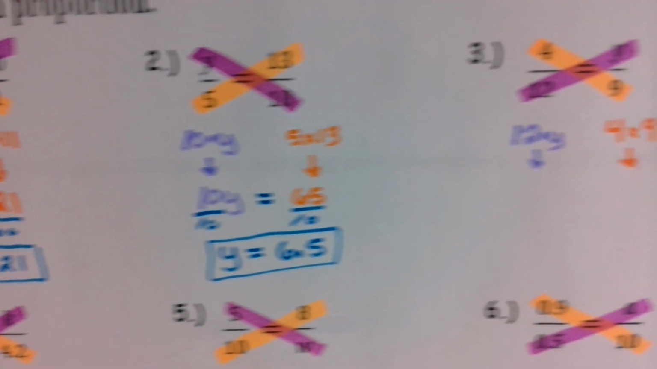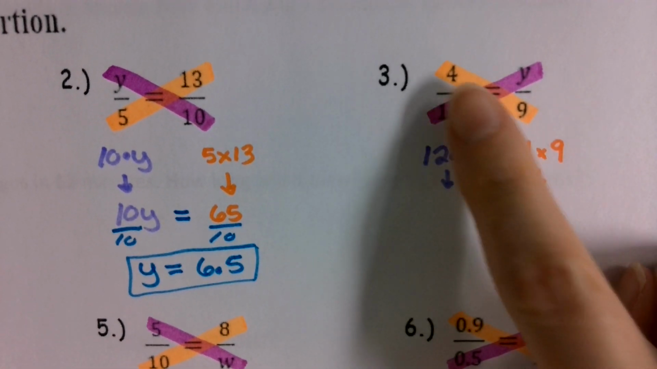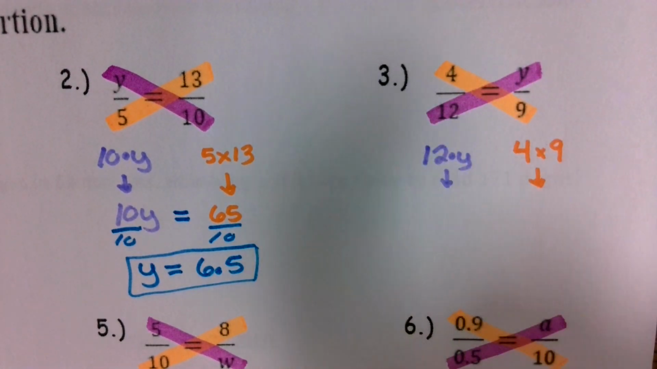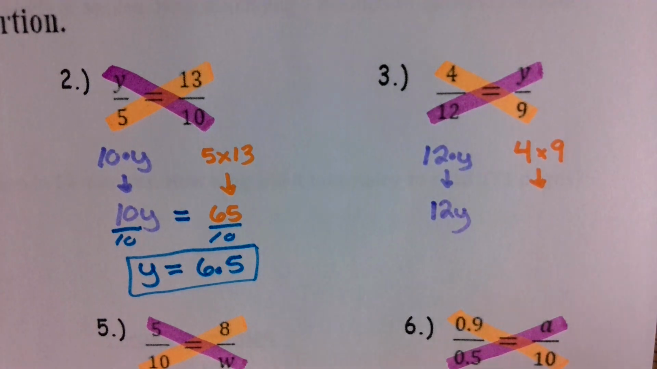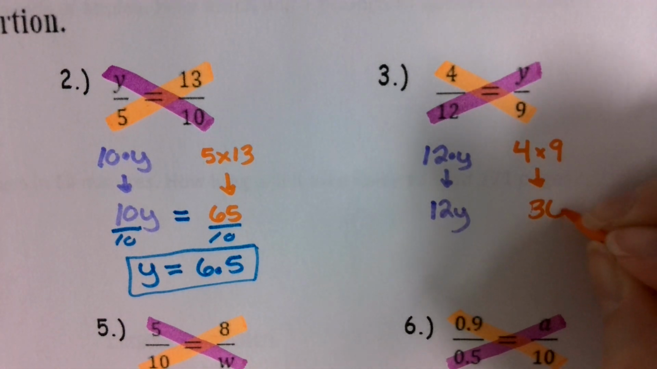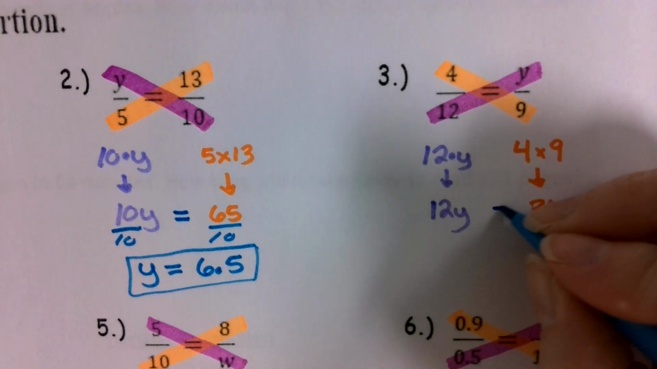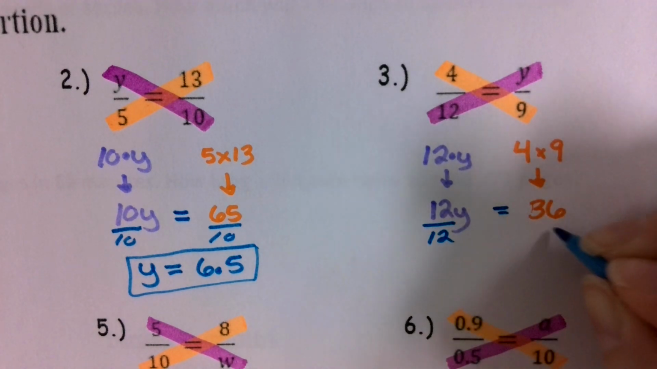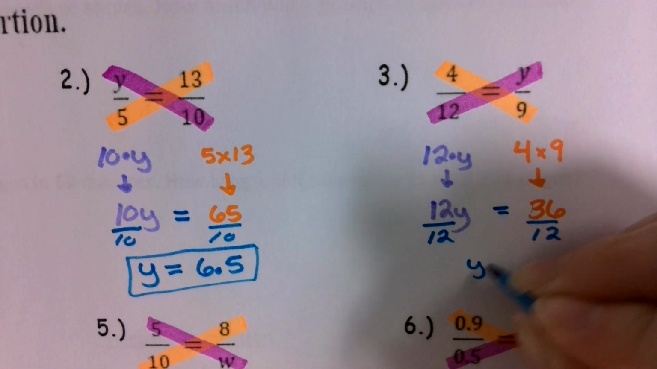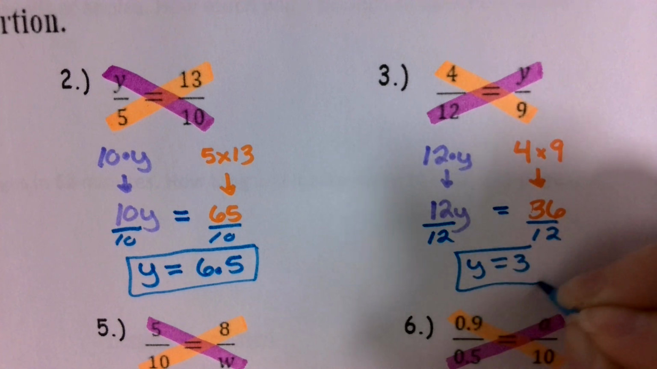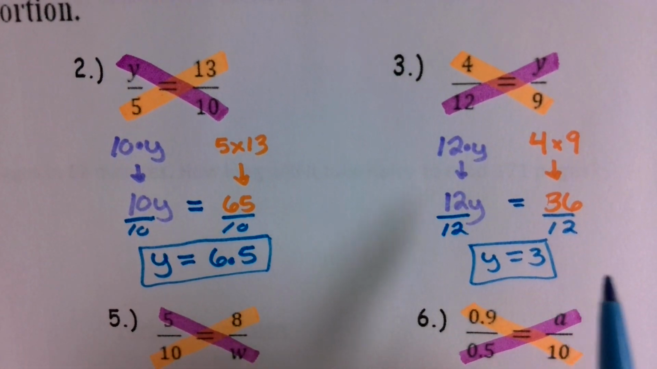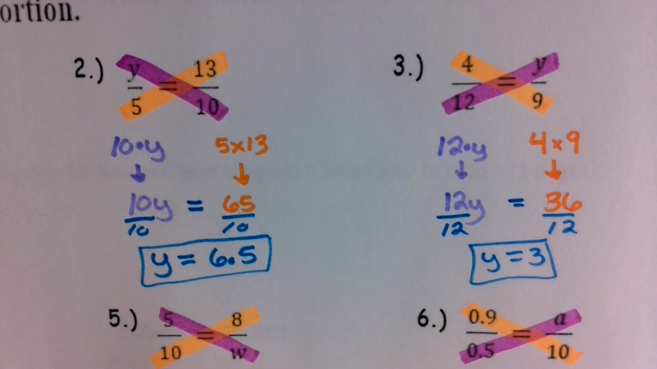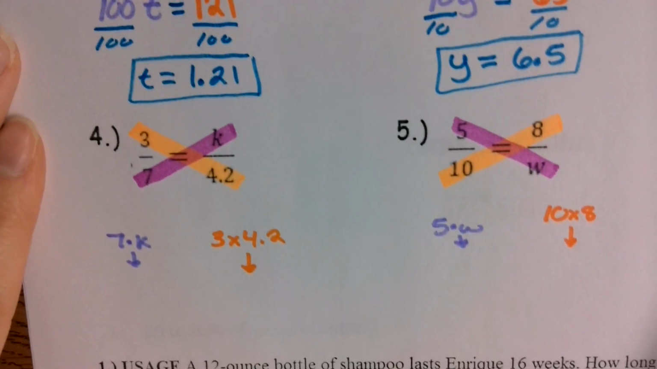So for problem number 3, we know that we have to multiply our diagonals. I'm going to do 12 times y to get 12y. I'm going to do 9 times 4 to get 36. And then I'm going to divide both sides by 12, and I'm going to get y is equal to 3. Yes. Okay, so everybody should have gotten y equal to 3 for problem number 3. Right, let's take a look at number 4.